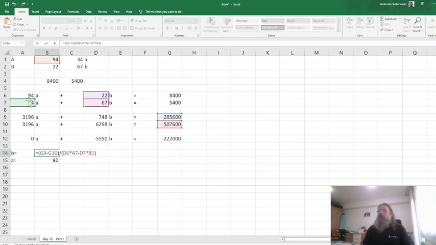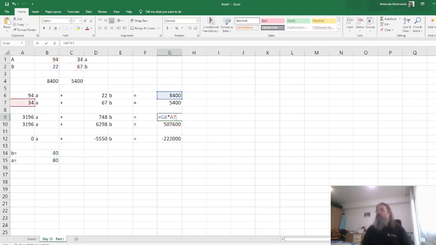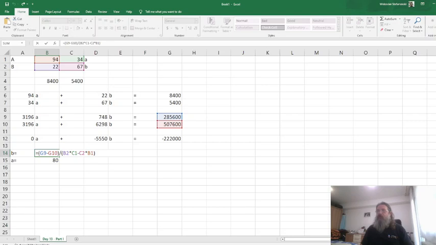So this is 34, this is 22, this is 67. So we have that this thing actually connects, the bottom half connects only to the input. So we still get 40. Now, let's take this thing. This is G6 times A7. And of course, this is G7 times A6.